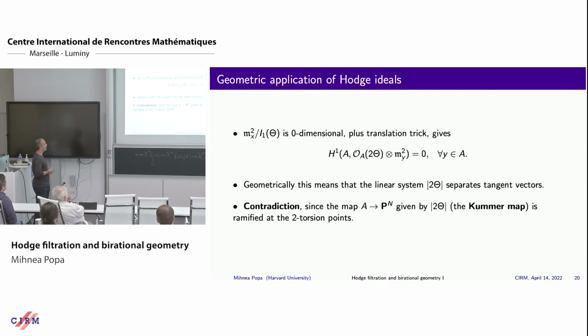Okay, but that's false, right? I mean, the 2θ map is very famous. It's the Kummer map of a principally polarized abelian variety, and it's ramified at the 2-torsion points. This is a false statement. Okay, so that's basically, by and large, the way in which the Hodge filtration is used for this geometric statement.